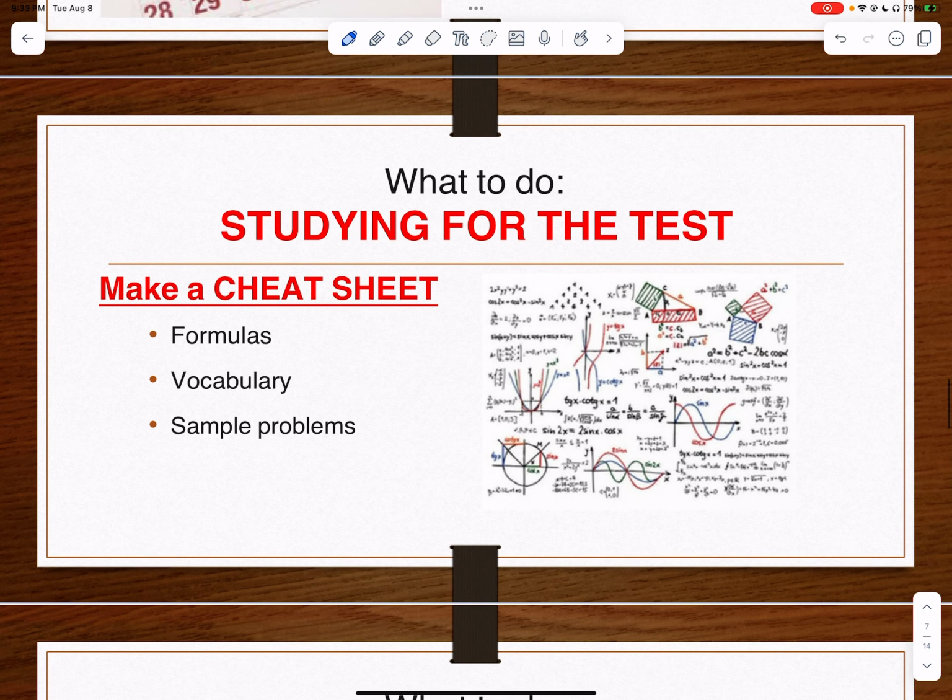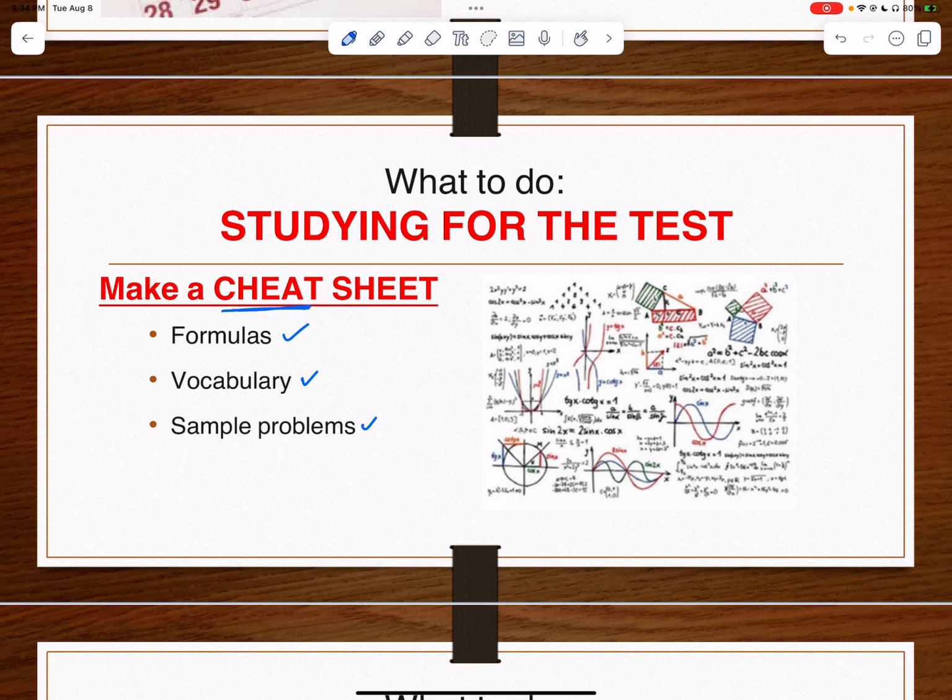So how do you study for a test? What I want you to do is make a cheat sheet. You're going to take out a piece of paper and write down all the formulas that you might need for that test. You're going to write down any vocabulary that you think might be on there, things that you might not understand, words that I might say that you're like, "Oh, I always forget what that means." Maybe some sample problems. You can even put a few prayers on there if you want to. Whatever you think would help you to take the test.